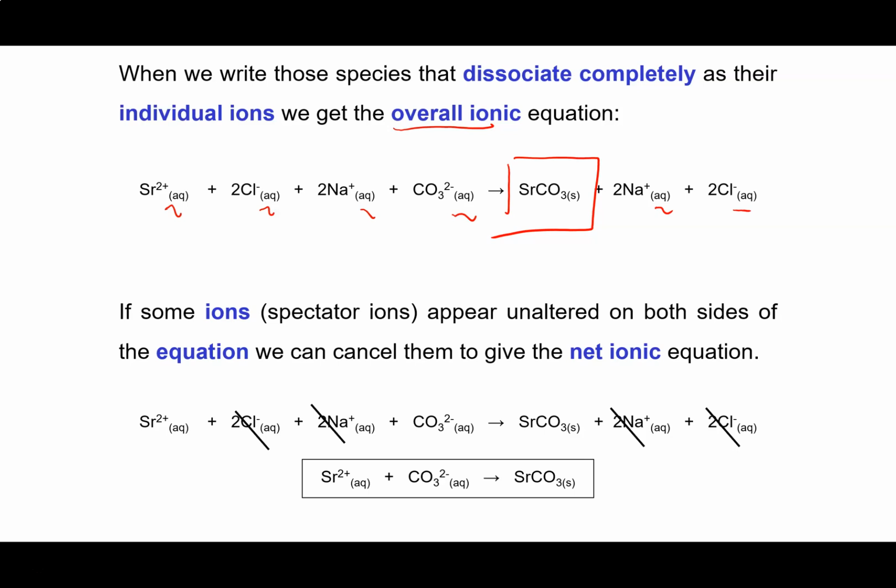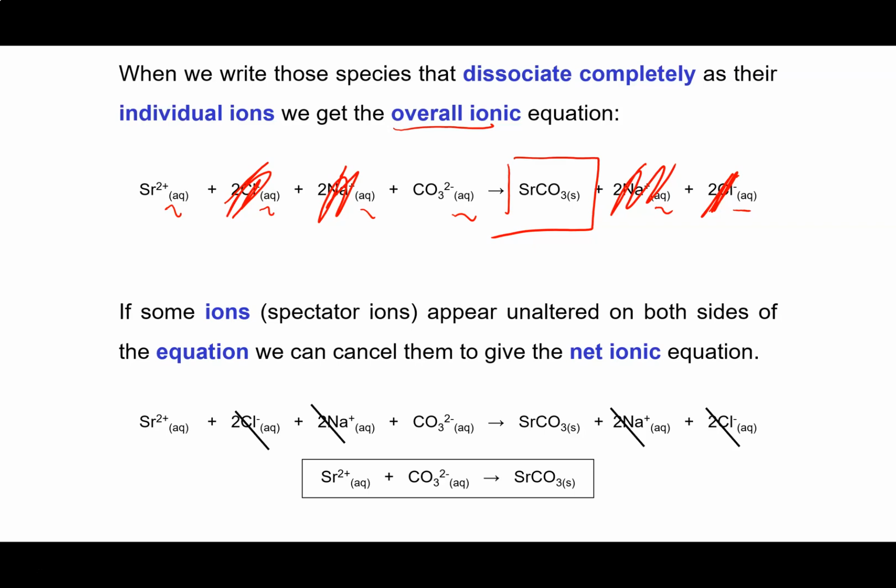Now, what you'll see here is that some of the ions in our overall ionic equation are in exactly the same form on both sides of the arrow. That means that they're doing nothing. They're not reacting in any way at all. So what people will often do is, if the ions are in exactly the same form on both sides of the arrow, they'll cancel them. There we go. And then what we are left with are the things that are actually reacting.